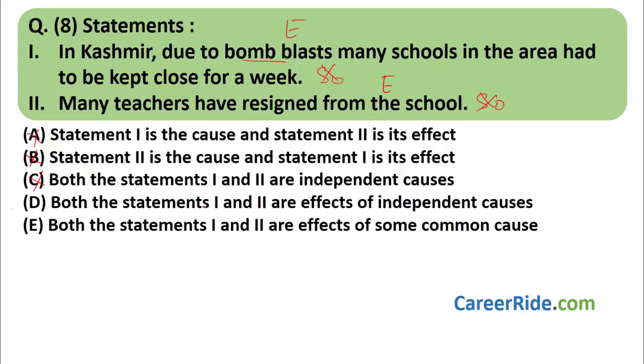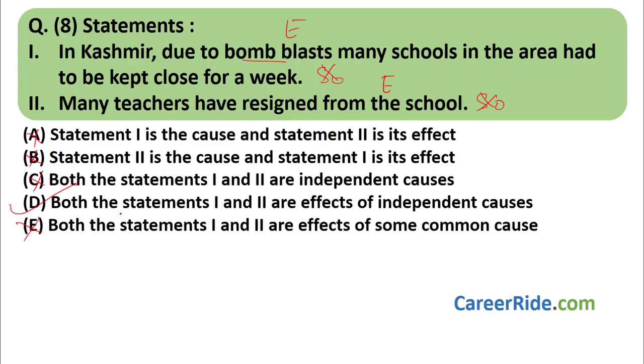Now over here, option E is that they should have some common cause. Do we know why teachers have resigned? It might have happened that they did not get salary. It might be that they are fearful of their life. It might be due to bomb blast also. It might be due to the school remaining closed for a week. So both of them are effects for sure, but we don't know exactly whether the cause is common or not. So the answer cannot be E. So the answer is the remaining D.